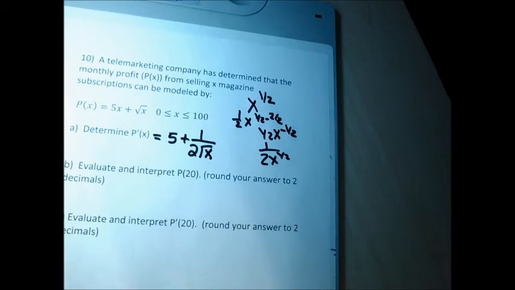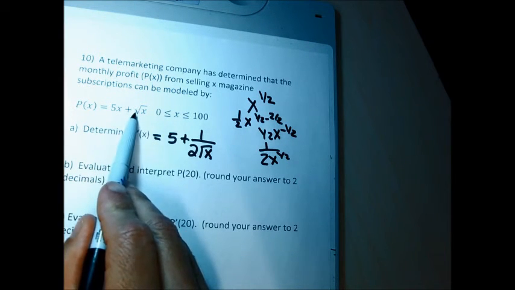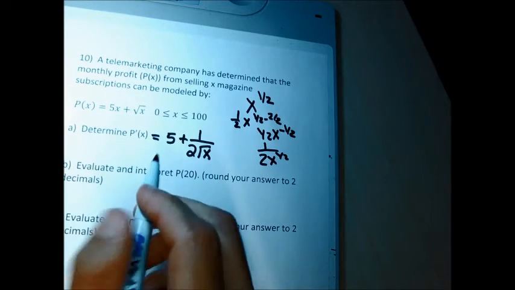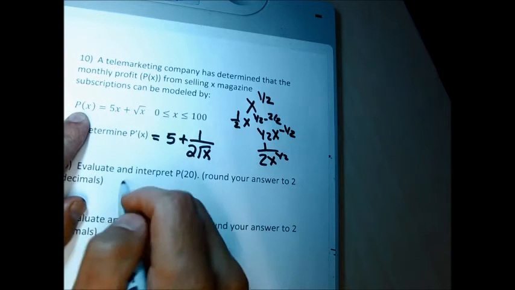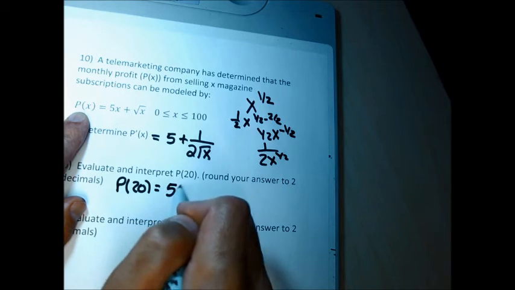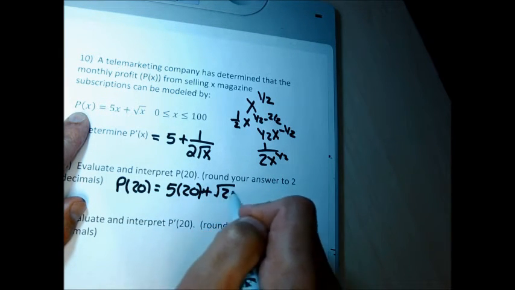So there's the marginal profit function. Derivative of 5x is just 5. The derivative of square root of x is 1 over 2 square root of x. Part A, evaluate P of 20. I'll use the profit function and go P of 20 equals 5 times 20 plus the square root of 20.